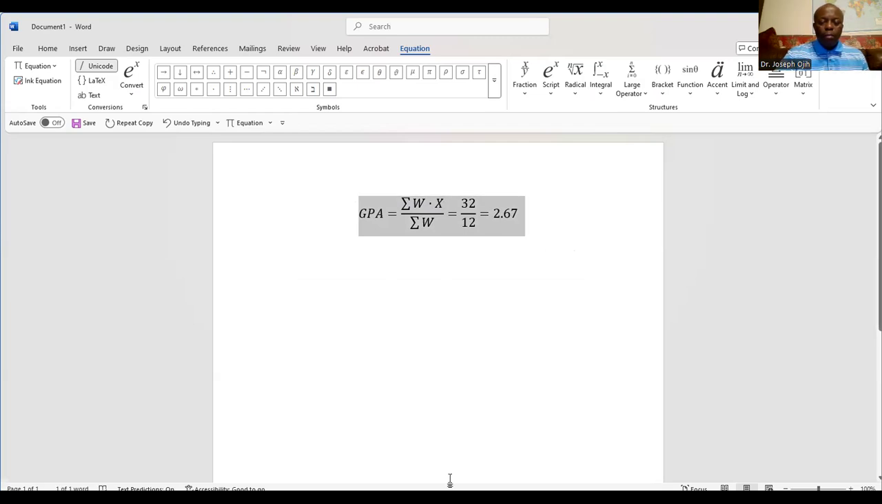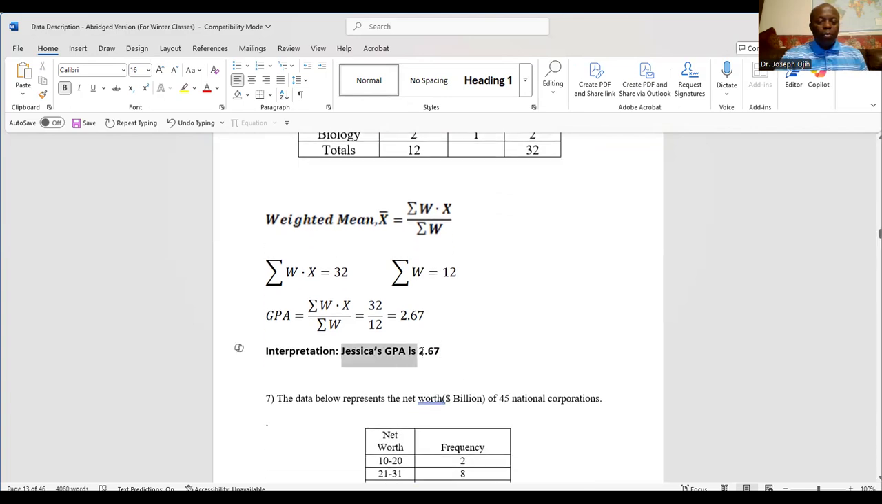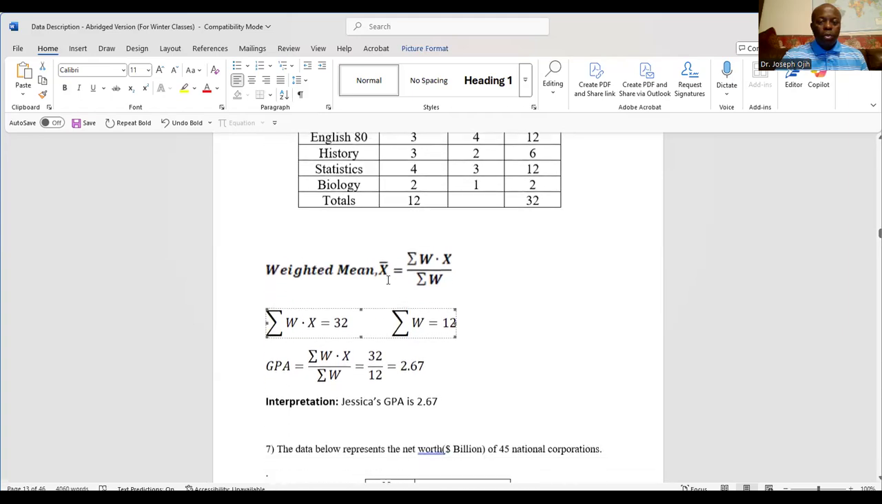And place it right here in our main workbook. 2.67. So how do we interpret this? Remember to interpret your work. Jessica's GPA is 2.67. So any questions to that? Okay, no questions. Excellent.